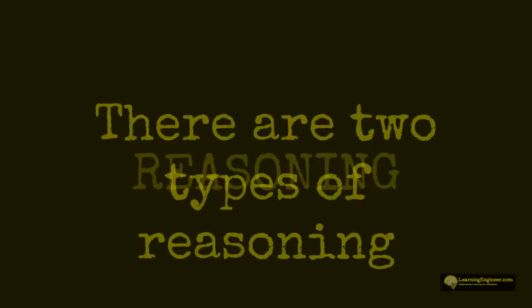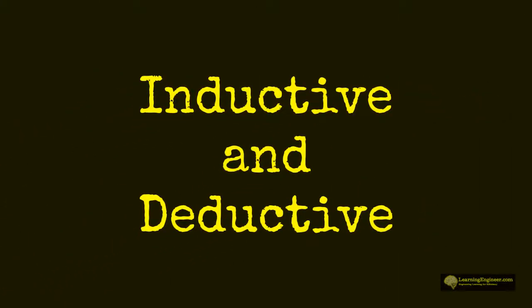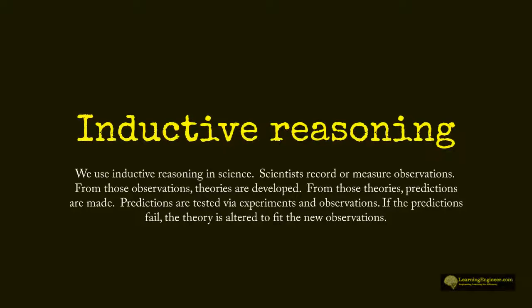Reasoning. There are two types of reasoning: inductive and deductive. Inductive reasoning. We use inductive reasoning in science. Scientists record or measure observations. From those observations, theories are developed.